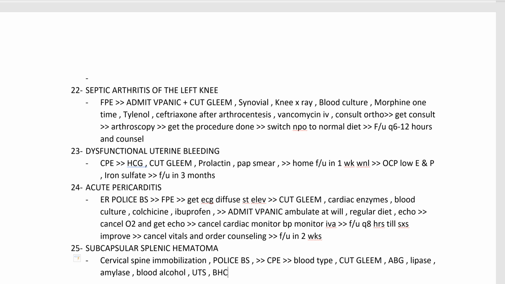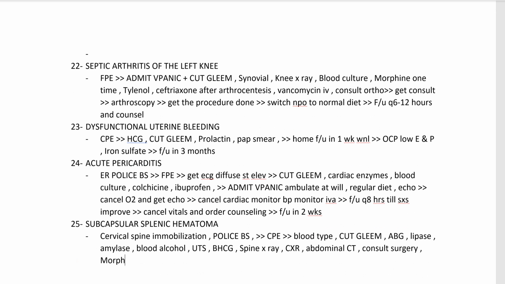And then you want to do beta HCG, this is a female. And then you want to do spine x-ray, chest x-ray, abdominal CT, put him on NPO and consult surgery. Okay, and then you manage the symptoms with morphine and Phenergan.